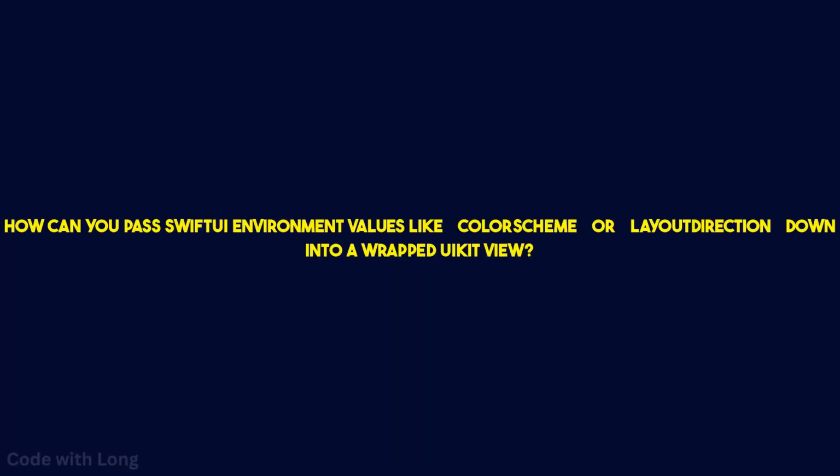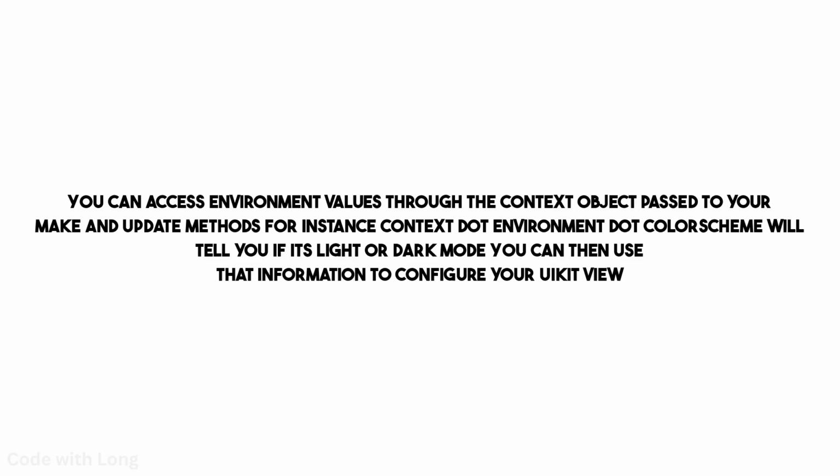How can you pass SwiftUI environment values, like .colorScheme or .layoutDirection, down into a wrapped UIKit view? You can access environment values through the context object passed to your make and update methods. For instance, context.environment.colorScheme will tell you if it's light or dark mode. You can then use that information to configure your UIKit view.